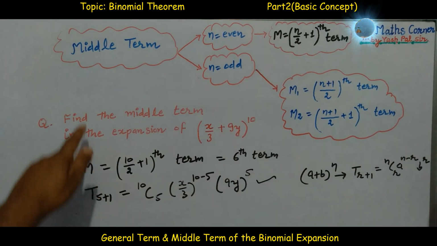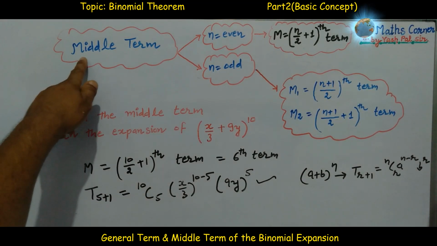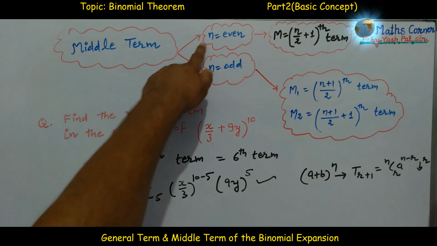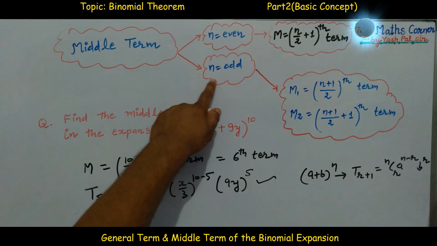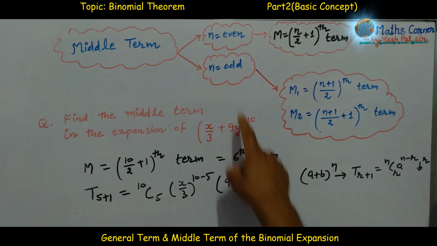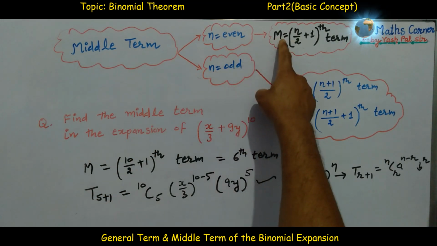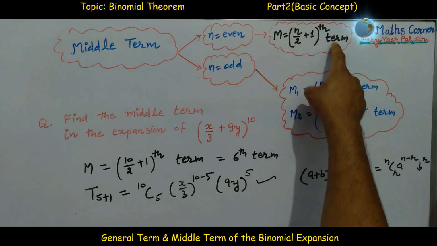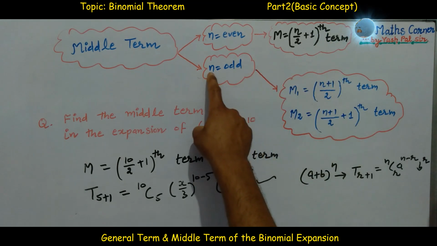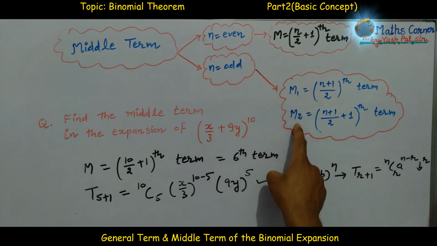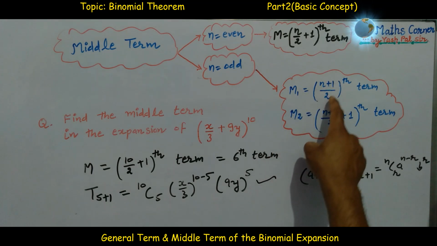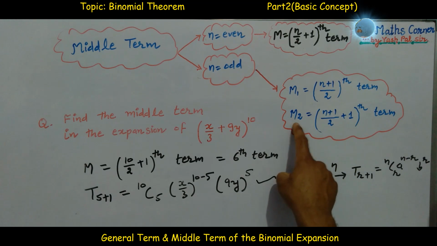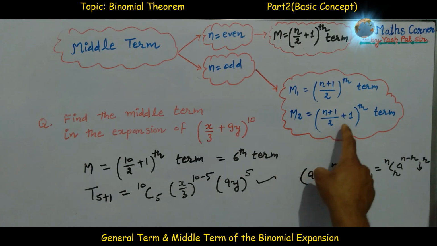First of all, when we find the middle term, we see the index, whether the power is even or odd. If power is even, then middle term is equal to n/2 plus 1th term. When power is odd, then two middle terms will be there. First middle term equals the (n+1)/2th term. Second middle term is the (n+1)/2 plus 1th term.